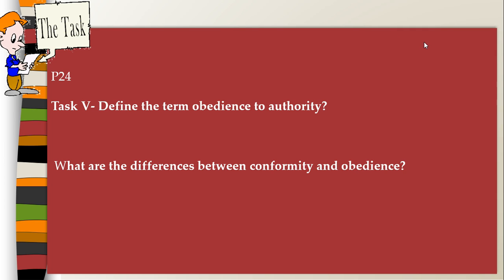Okay, so after looking at Milgram's study, there's a task in your booklet to define the term obedience to authority and to answer the question, what are the differences between conformity and obedience? So if you want to pause it, I'm just going to put the answers on.